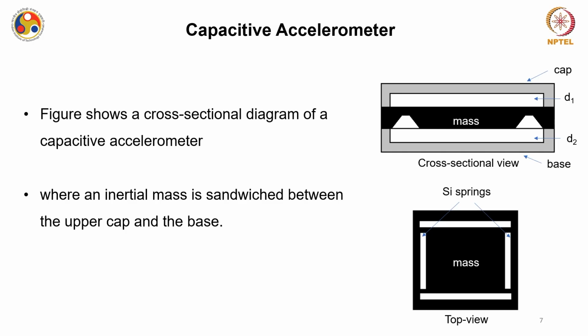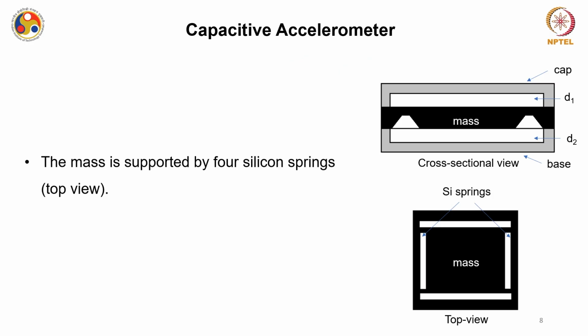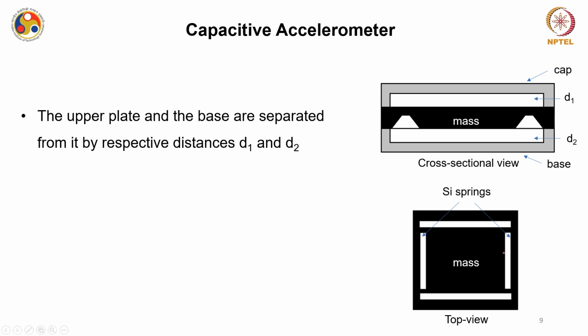So this is a cross sectional diagram of a practical capacitive accelerometer, where an inertial mass is sandwiched between two plates. The top plate I am calling the cap or upper cap, and the bottom is known as the base. So this proof mass or inertial mass is sandwiched between two plates. This is the cross sectional view, and this is the top view of this.